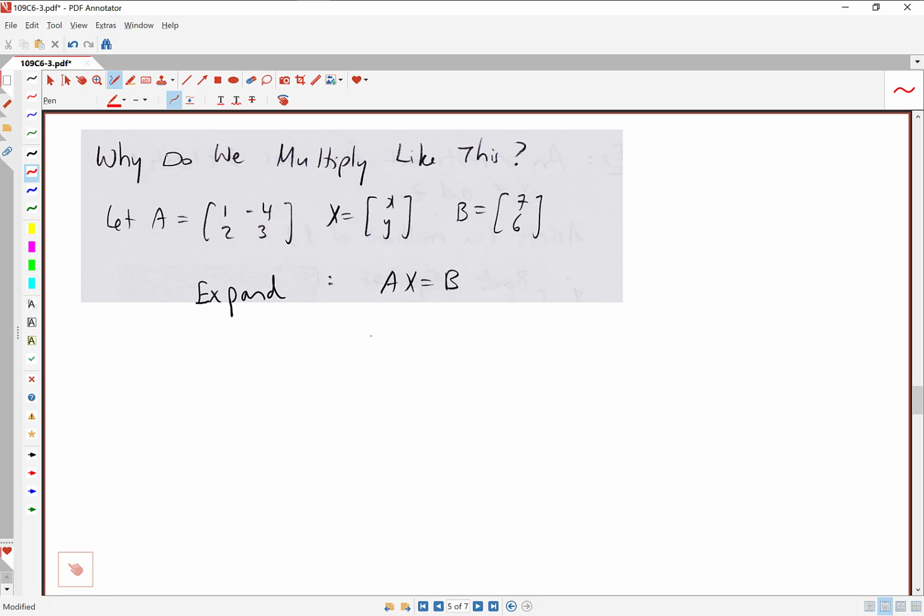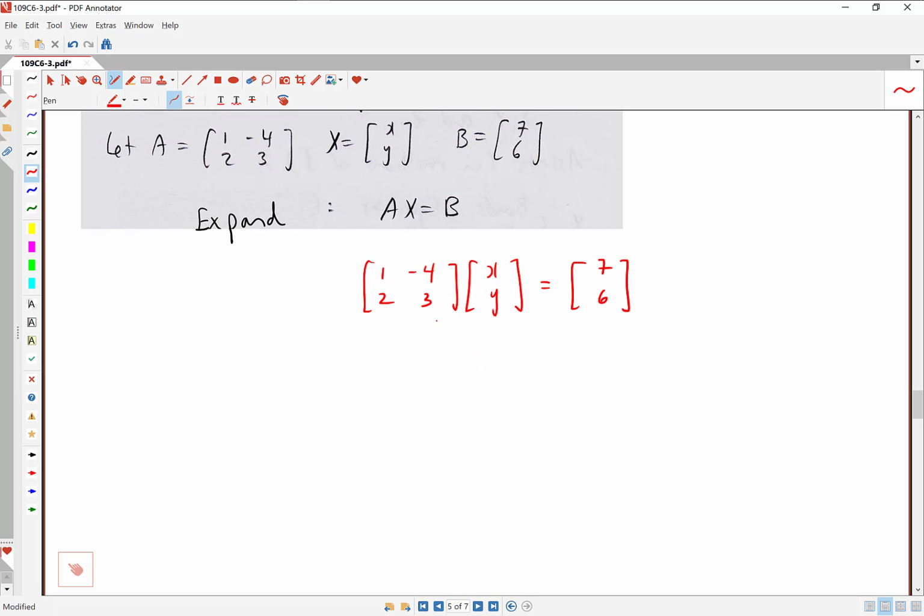Okay, so what we're going to do here is just fill in our matrices. Here's A. That's going to get multiplied with X, and we're going to say that's equal to B. So when we say expand this, this just means do matrix multiplication on the left side. So let's try it. We're going to circle rows of our first matrix, and circle columns of our second matrix.